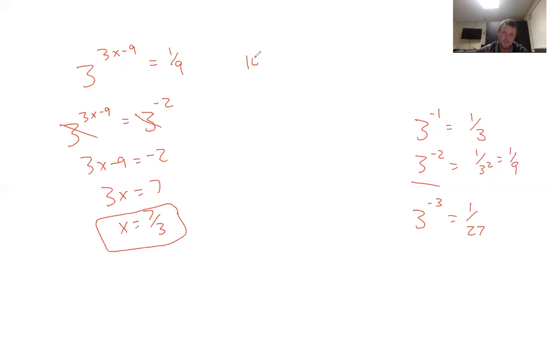The next one. 10,000 to the negative x is equal to 10 to the x minus 6. Okay, so 10,000. Let's do the tens. You would think it would be a base of 10. So 10 to the first is equal to 10, which is where I get that. 10 squared, 100. 10 cubed, 1,000. 10 to the fourth, 10,000. Notice I'm going to replace 10,000 with 10 to the fourth.